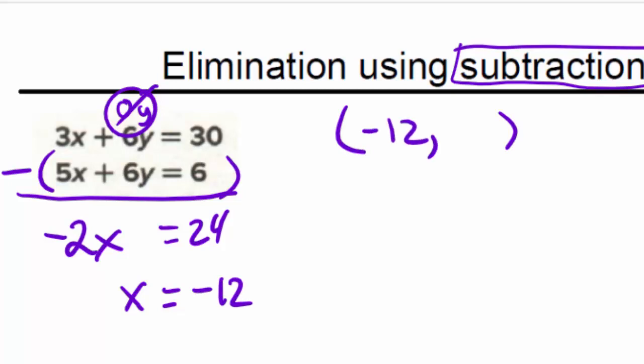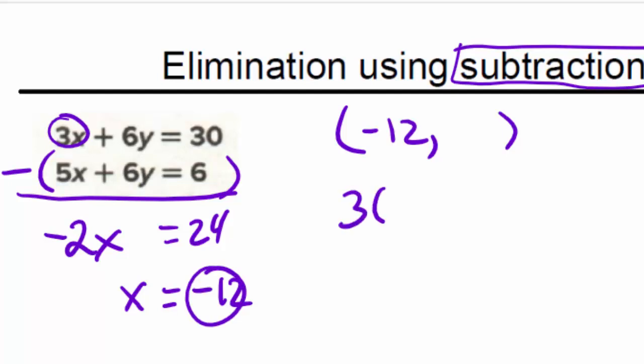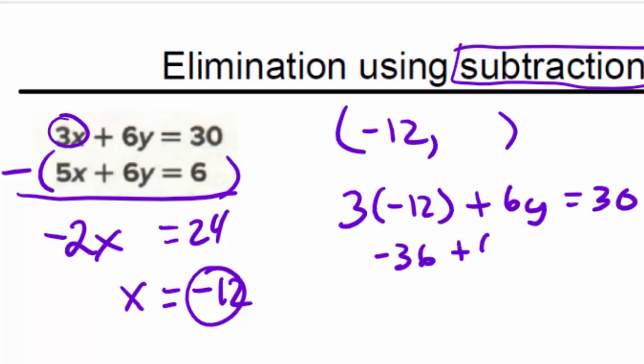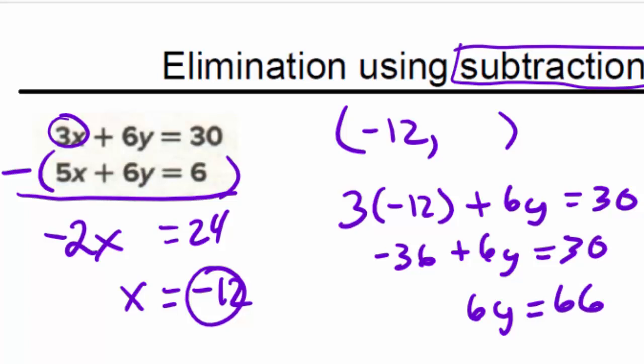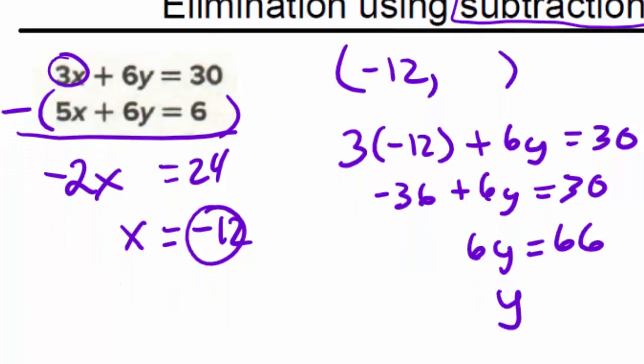In order to solve for y, we still have to go back to one of the original problems. Since the coefficient of this one is only 3 instead of 5, I'm going to substitute my negative 12 in place of that x. So 3 times negative 12 plus 6y will equal 30. And then keep calculating. So this is going to give me negative 36 plus 6y is equal to 30. Add 36 to both sides. So 6y is going to equal 66. Divide both sides by 6. Y equals 11. So the solution is negative 12, 11.